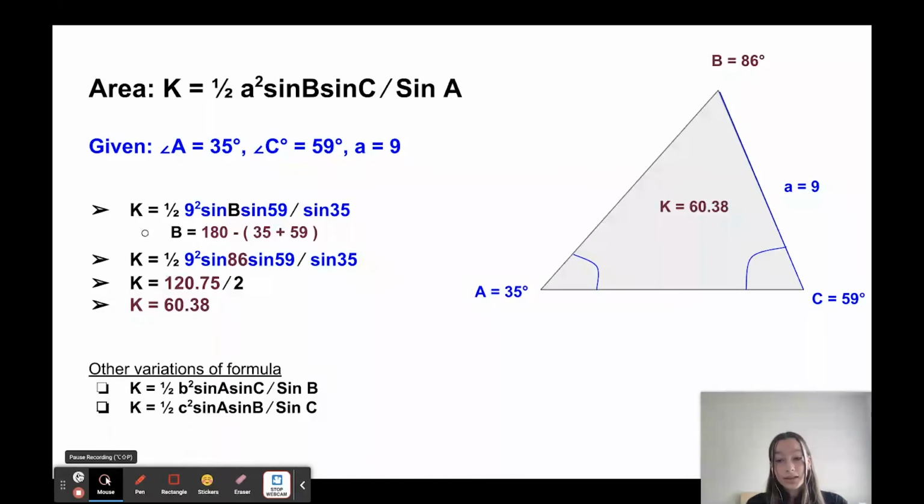So we can plug this into the equation to get that area equals 1/2 9 squared sine 86 times sine 59 over sine 35. And we end up with area equals 120.75 over 2, or area equals 60.38. There are other variations of this formula as well. One is area equals 1/2 b squared sine A times sine C over sine B. And the other variation is area equals 1/2 c squared sine A times sine B over sine C.